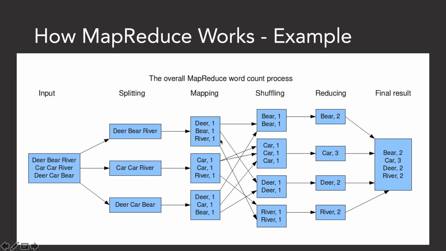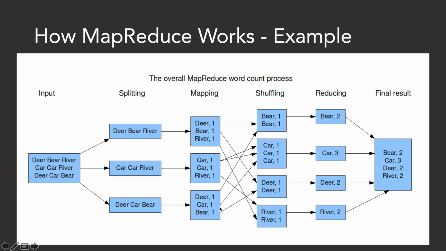If you see here, what the map task is doing is counting the occurrence of the word. For example, in this split, I have one occurrence of deer, one occurrence of beer, and one occurrence of river. Same is the case here. For the second split, we have two occurrences of car and one occurrence of river. In the third split, we have one occurrence of deer, car, and beer. Now this is the mapping phase.